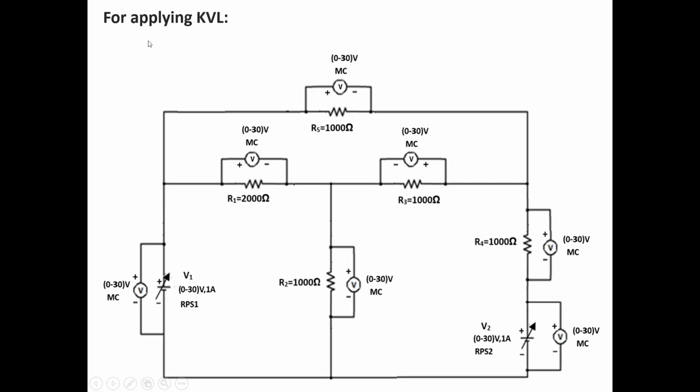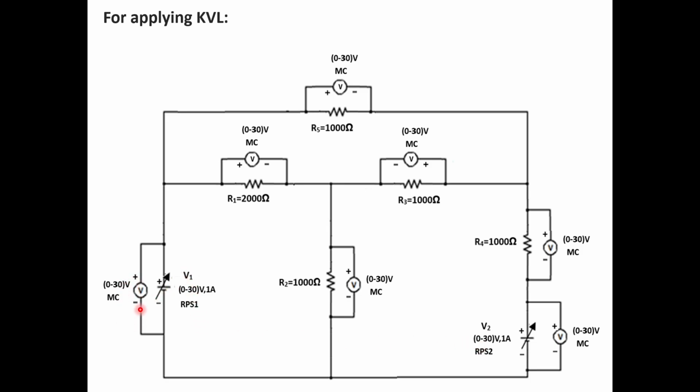Now for verifying Kirchhoff's voltage law, this is our circuit. This is our regulated power supply 1, and another regulated power supply 2. The range of regulated power supply 1 is 0 to 30 volts, 1 ampere, and we have given notation V1 to it. The range of regulated power supply 2 is 0 to 30 volts, 1 ampere. The notation that we have given to it is V2.